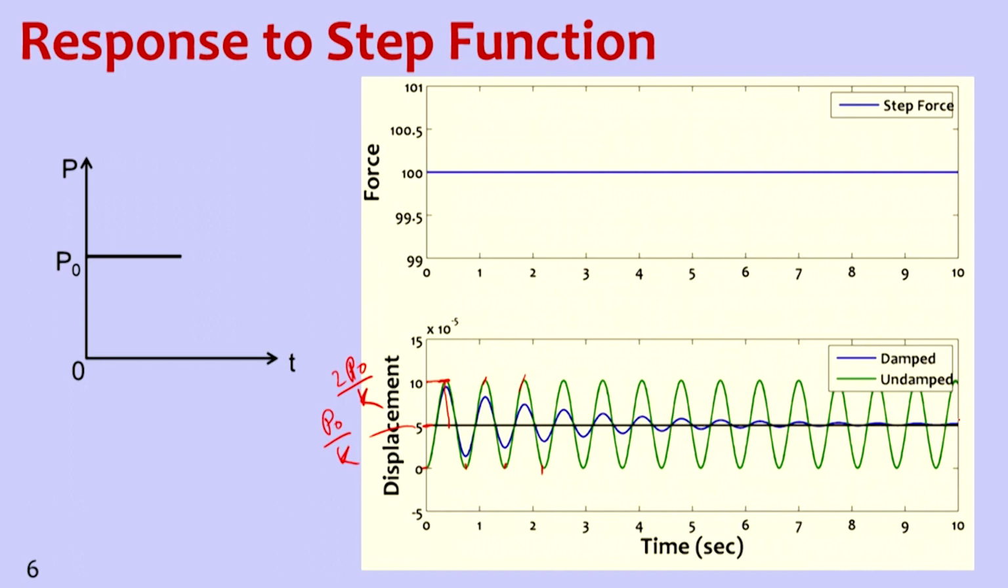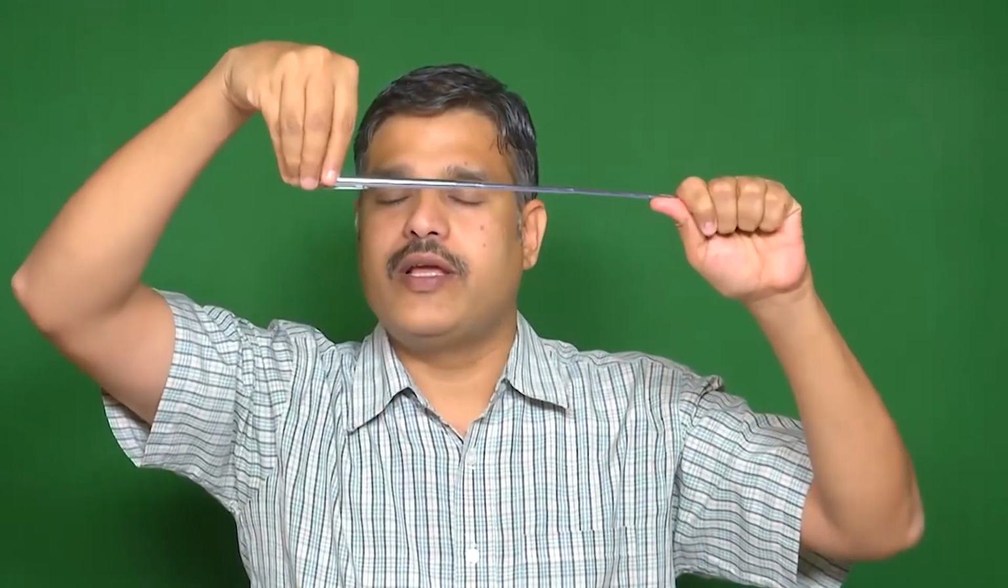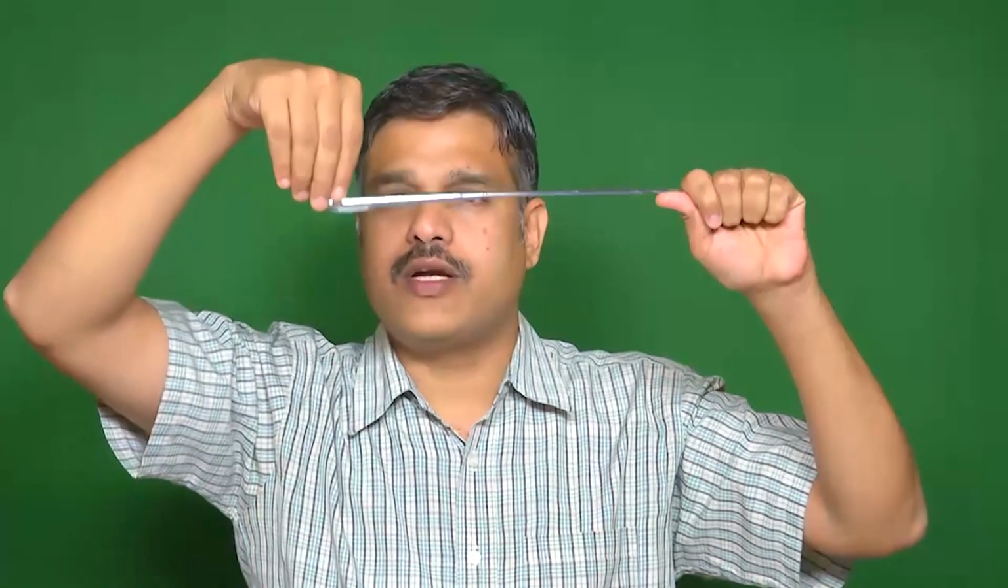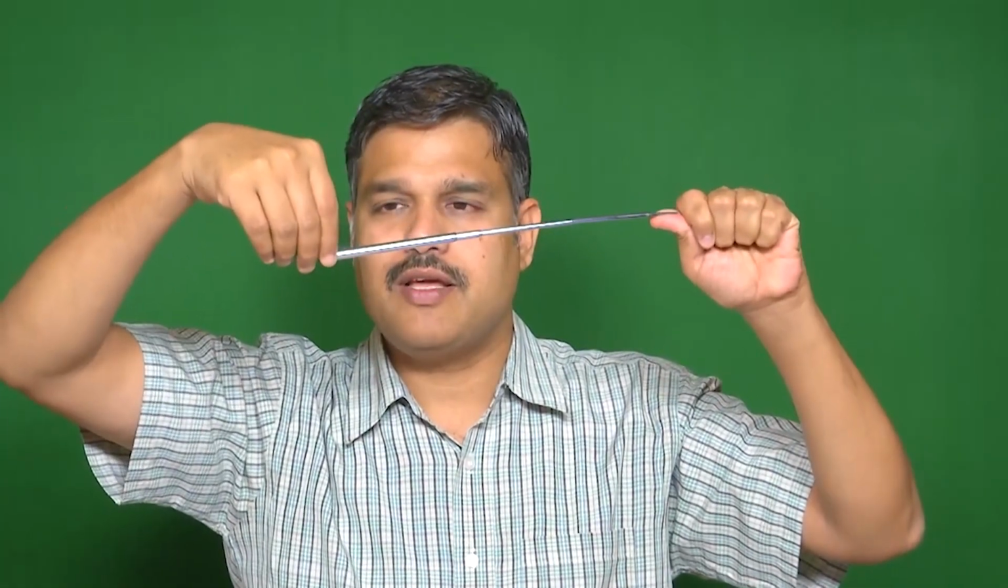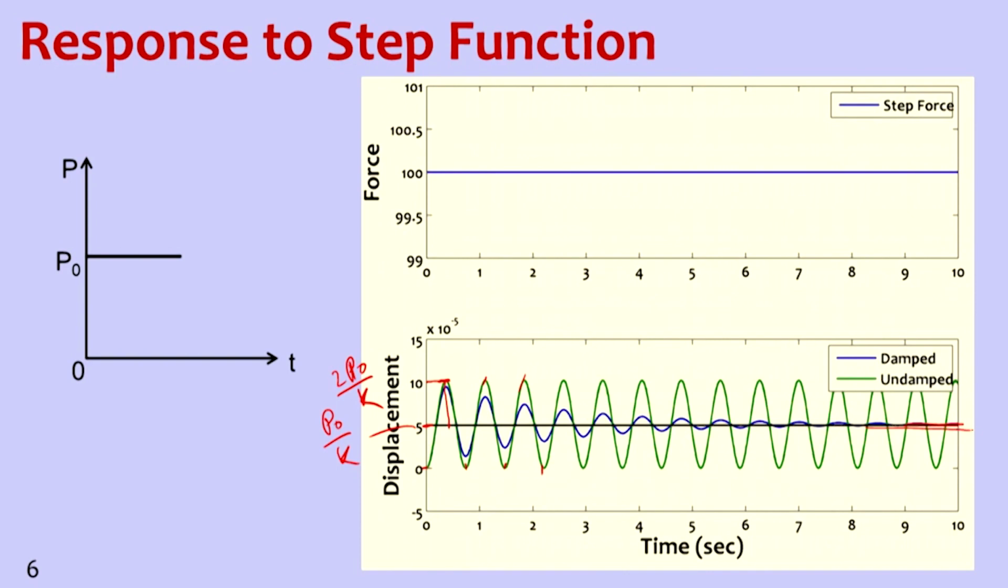Now if we provide damping in the system, which is the blue curve, you can see that after a few cycles the vibration amplitude reduces and it comes to rest at the static deflection value. If we understand this phenomenon, it's a cantilever beam and the load is applied here. Because of the application of the load, it comes here, vibrates, and then finally comes to rest. At rest, it stays at the static deflection.